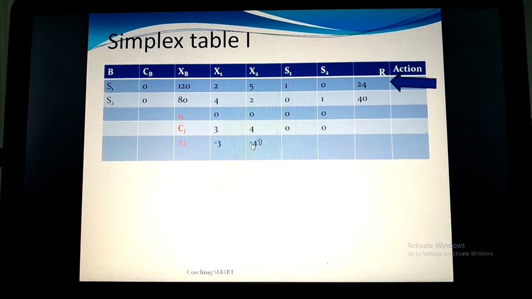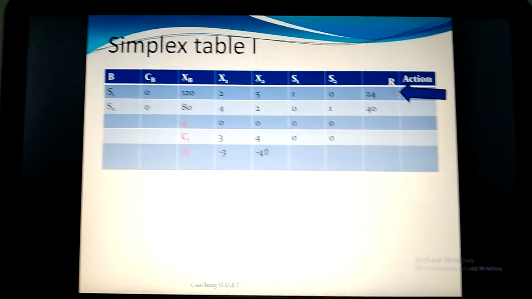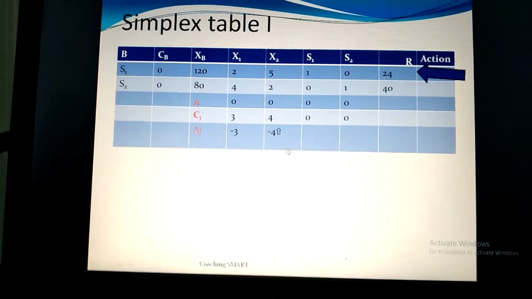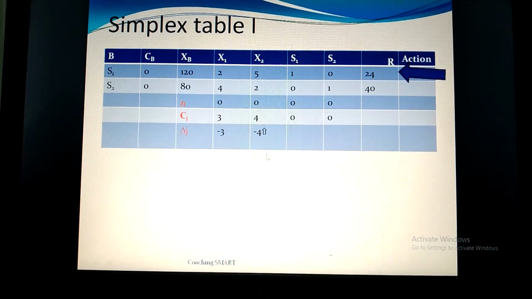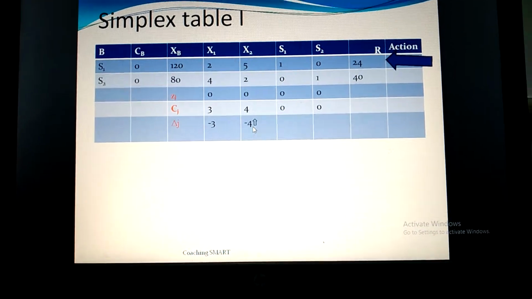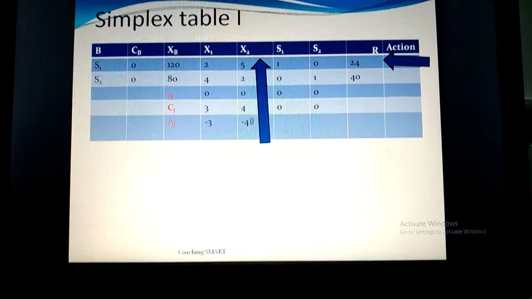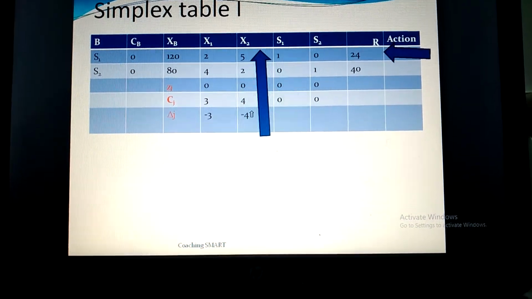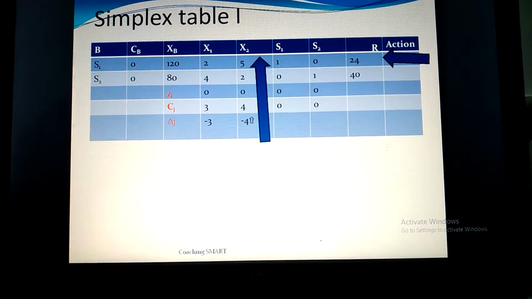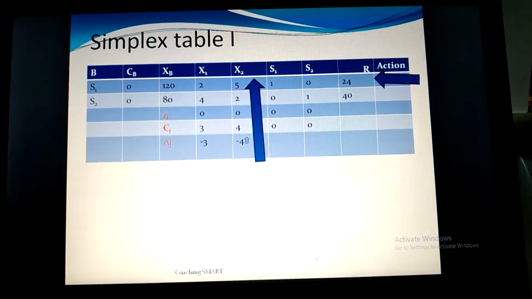Now, we said we need to establish what we call the incoming variable. So how do you get the incoming variable? You take the highest negative. Our highest negative is negative 4. So this establishes our incoming variable. So x2 is what we call the incoming variable or incoming vector.